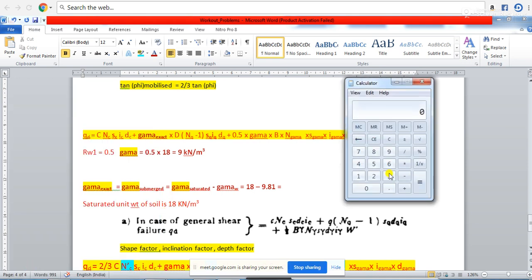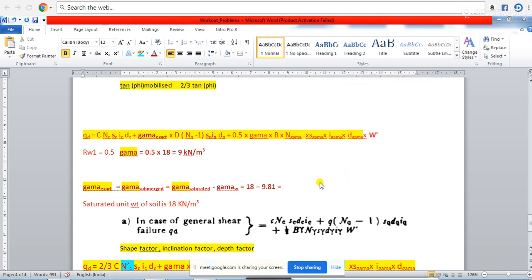What will be the value? Tell me. 18 minus 9.81 is equal to 8.19, right? So you are going to get 8.19. Now you see, this gamma exact value will be 8.19, isn't it? Gamma exact value will be 8.19.